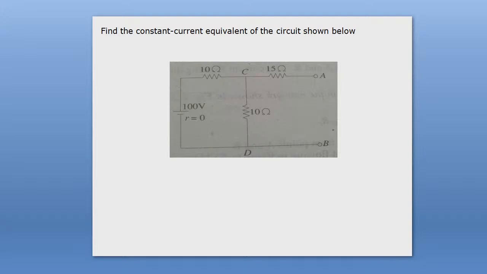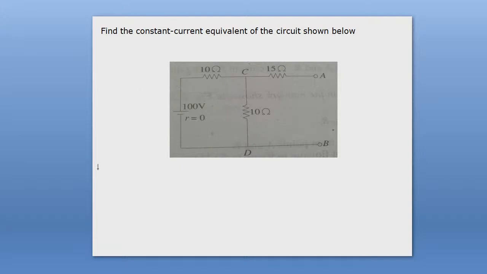Now you draw its Norton equivalent circuit. So first you calculate the short circuit current. You use a short path, you short this AB terminal and you calculate the short circuit current. Okay, and after that you calculate the Rn, the Norton resistance.